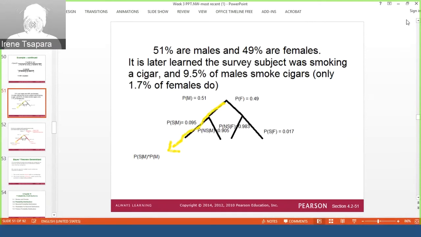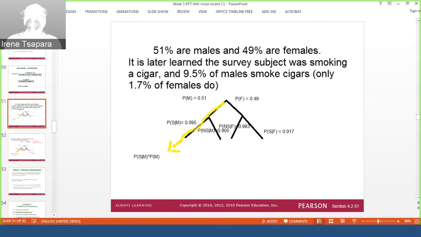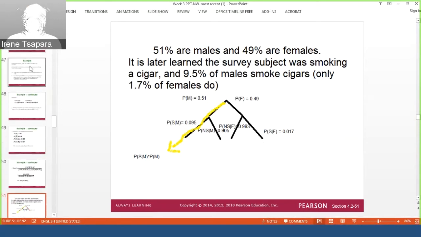So let's look at this example. We have 51% that are males and 41% that are females in a sample. It is later learned the survey subject was smoking a cigar, and 9.5% of males smoke a cigar, while only 1.7% of females smoke a cigar. Let's look at the problem that I have prepared for you right here. Here it is.